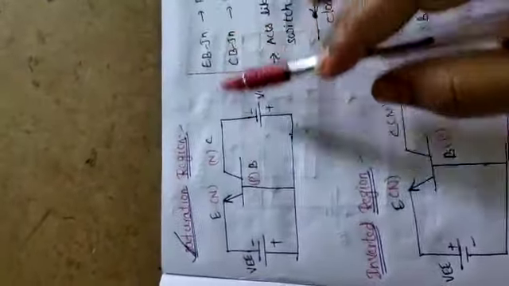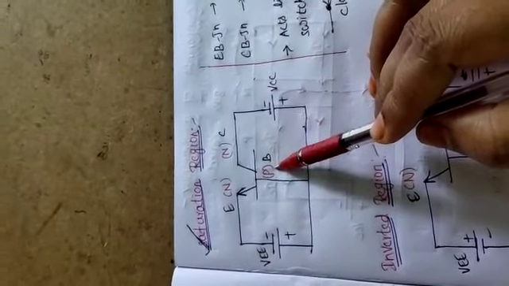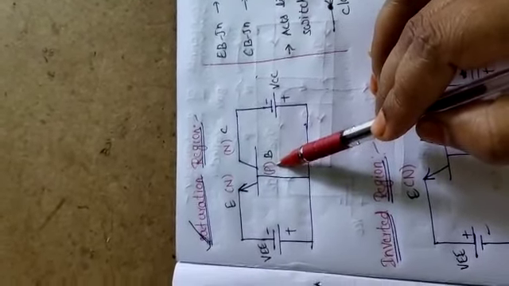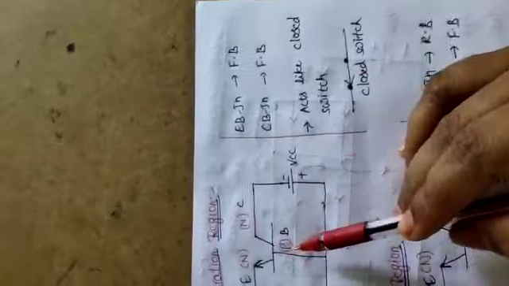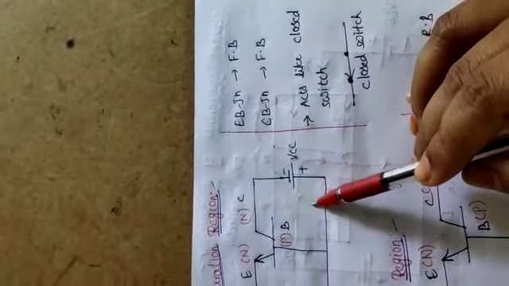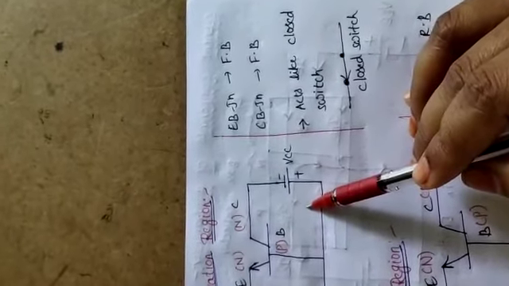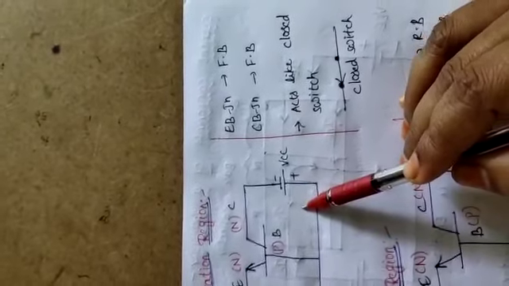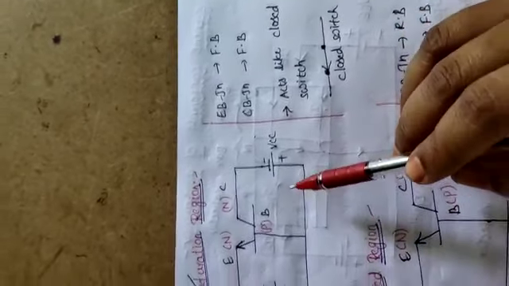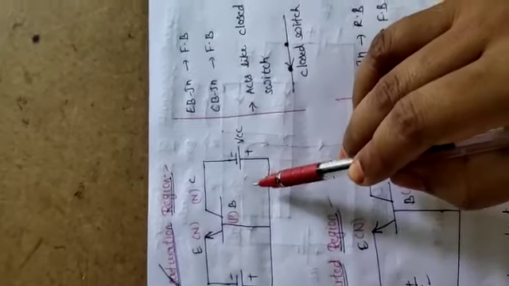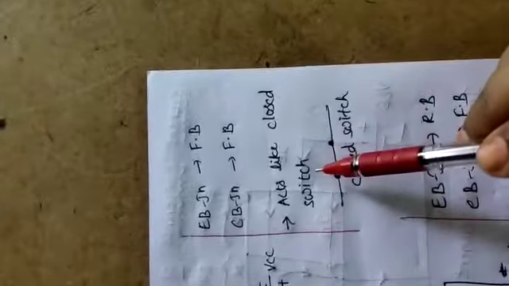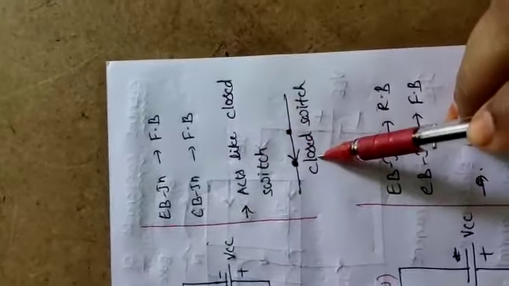There is a movement of a large number of majority charge carriers because both junctions are in forward bias condition. So in this region, the current is uncontrollable. In saturation region, we can say that the transistor acts like a closed switch.